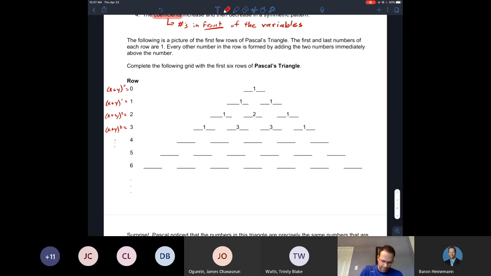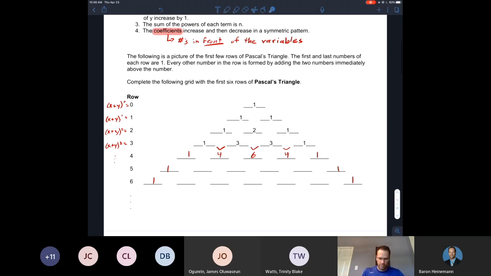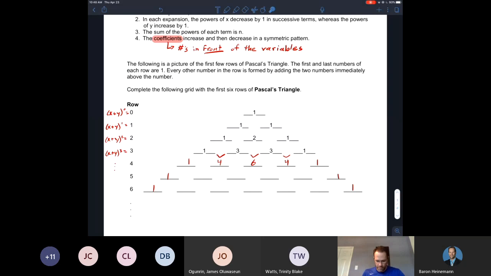To find the next values, there are always ones in the far left and far right positions, always ones. To find the values in between, you add the previous two right above it. So 3 plus 1 is 4. 3 plus 3 is 6. 3 plus 1 is 4. And notice, like observation number 4, if we were trying to expand x plus y to the 4th power, the coefficients would be 1, 4, 6, 4, 1. They would increase and then decrease in a symmetric pattern.